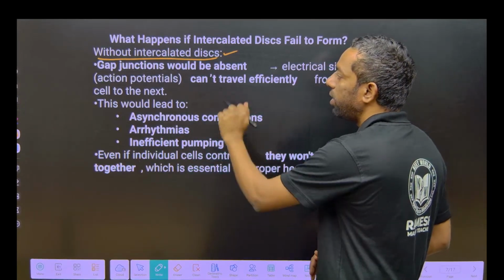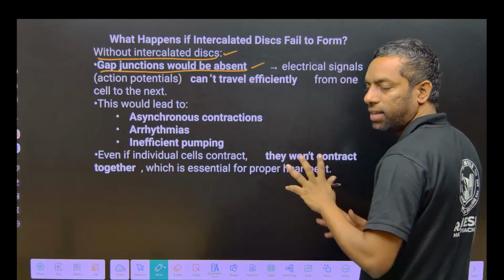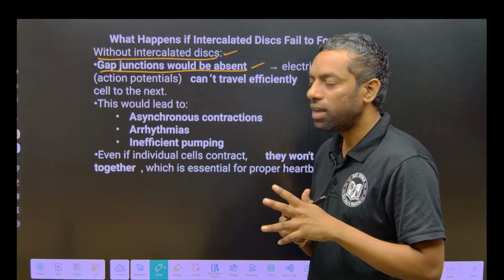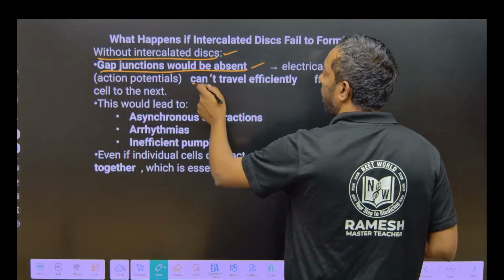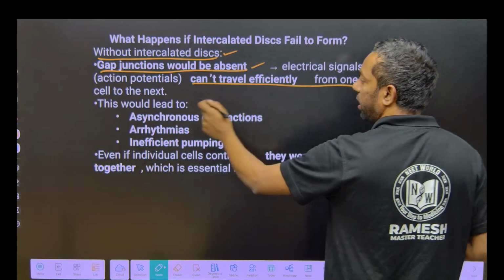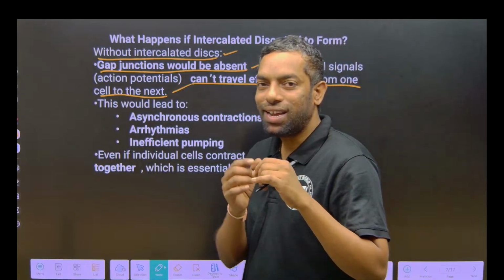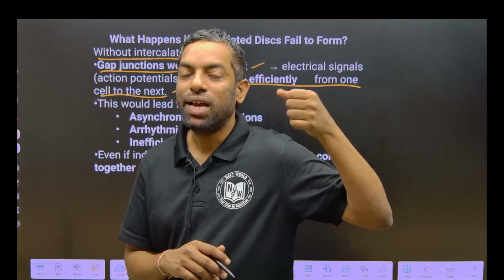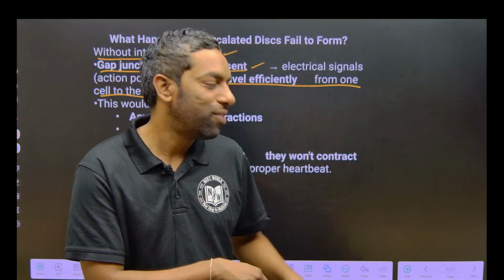Without intercalated discs, the gap junctions would be absent. There is no gap junction between the cells. Electrical signals, the action potential, can't travel efficiently to the next cell. There is an electrical path from cell to cell where the SA node is stimulated and the signal travels to the AV node.